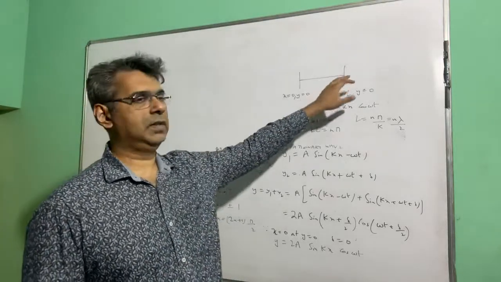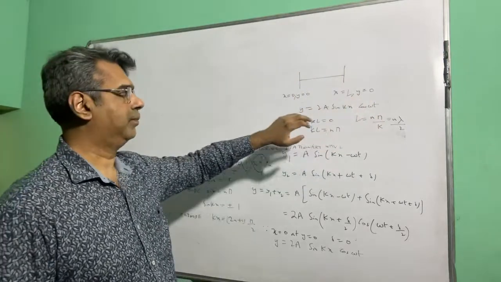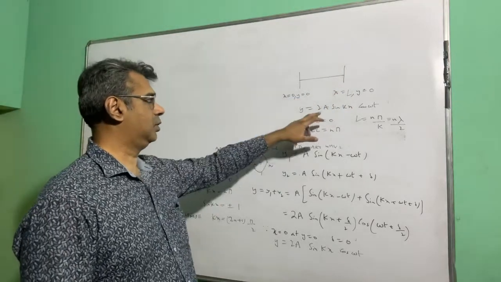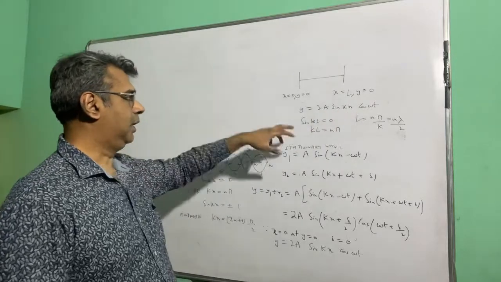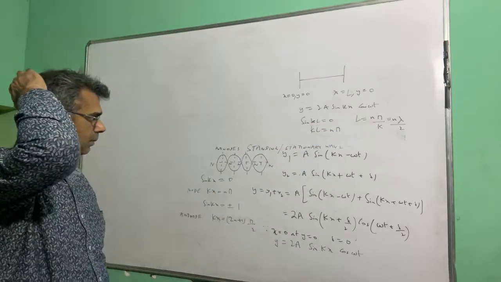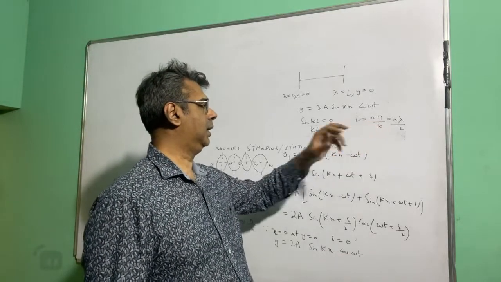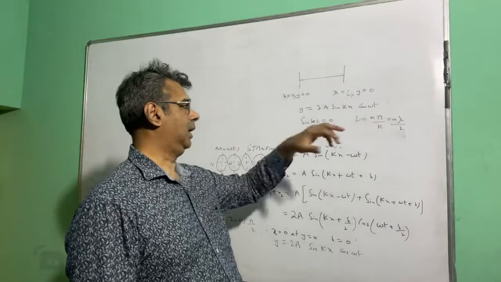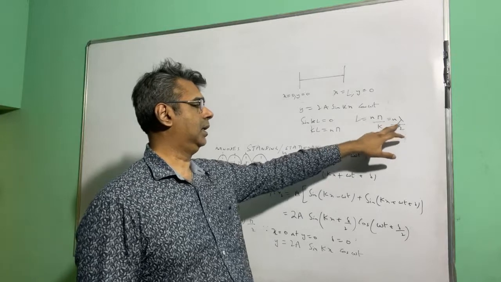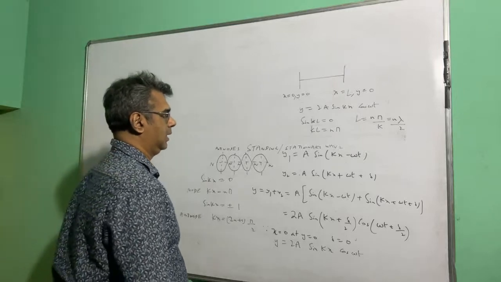Now suppose the other end of the string also we fix. So at the other end, when x is L, y is 0, because this is x equal to L and there is no displacement. So in the standing wave equation 2a sin kx cos omega t, if I put x is L, then sin KL will be 0. So KL will be equal to n pi and L will be n pi by k. So instead of writing pi by k, you write lambda by 2. So L will be n into lambda by 2. Okay, so this will be the answer.